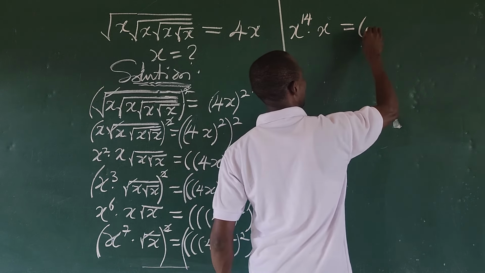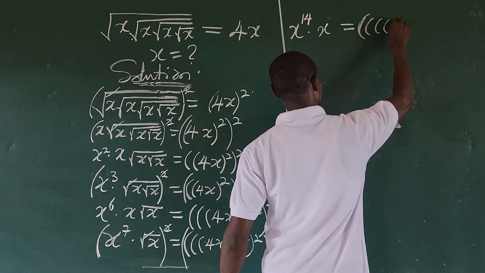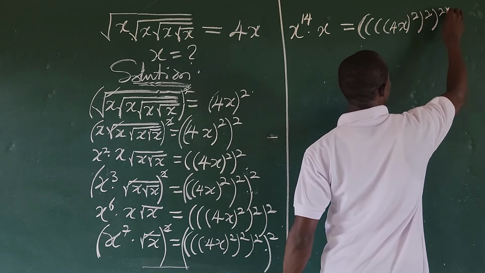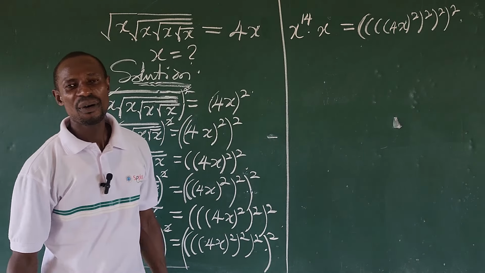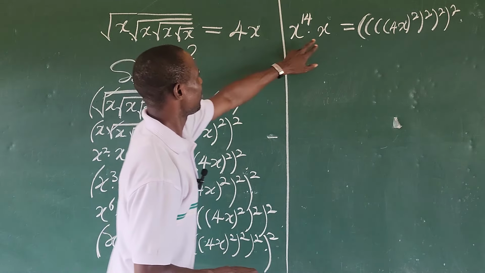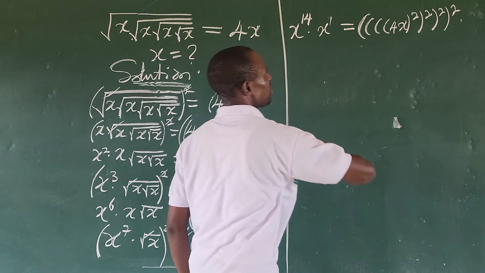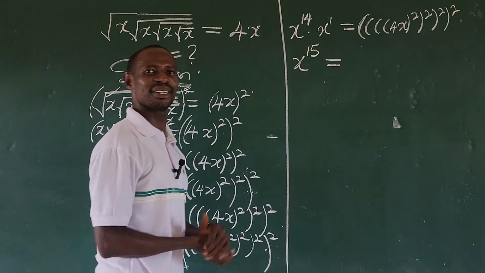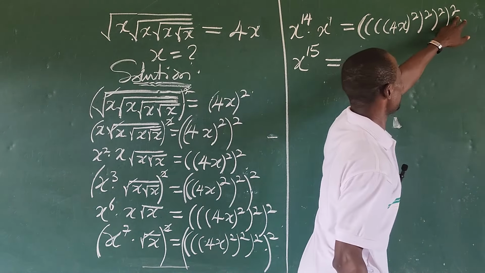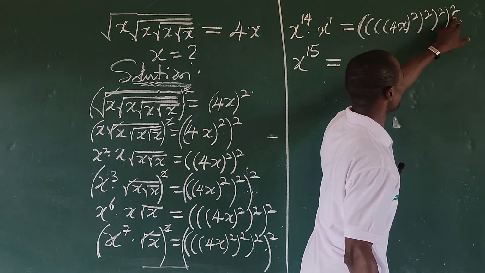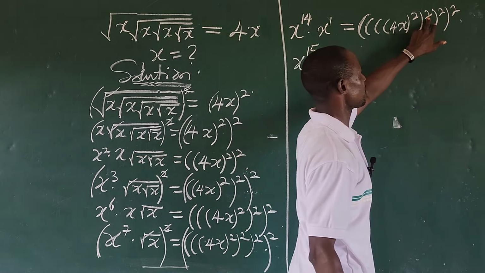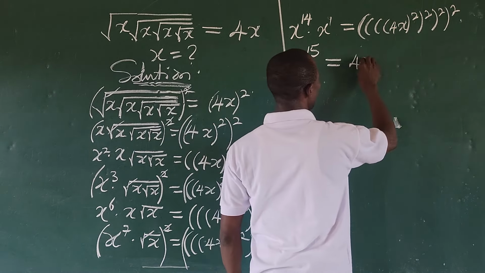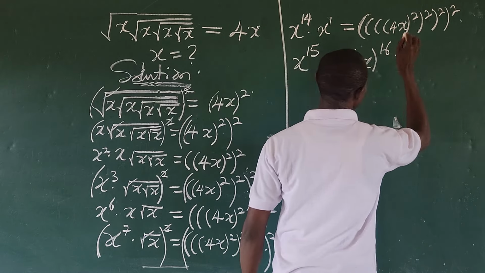Everything equal to 4x, squared. From what we have here now, we can use this to multiply each other. Again, remember we have an invisible 1 here. So we have x to the power of 15 equal to, let's use this to open up everything here. 2 times 2 gives us 4, 4 times 2 gives us 8, 8 times 2 gives us 16. So we have 4x all to the power of 16.